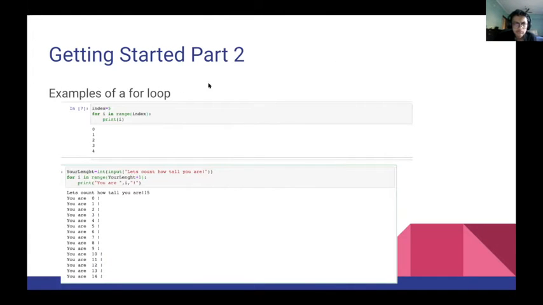Here are some examples of a for loop. What this does is count till 4. Here's something to remember: Python doesn't count 1, 2, 3, 4. It counts 0, 1, 2, 3, 4. So if you make it count 5 times, it'll go till 4. So always remember that.